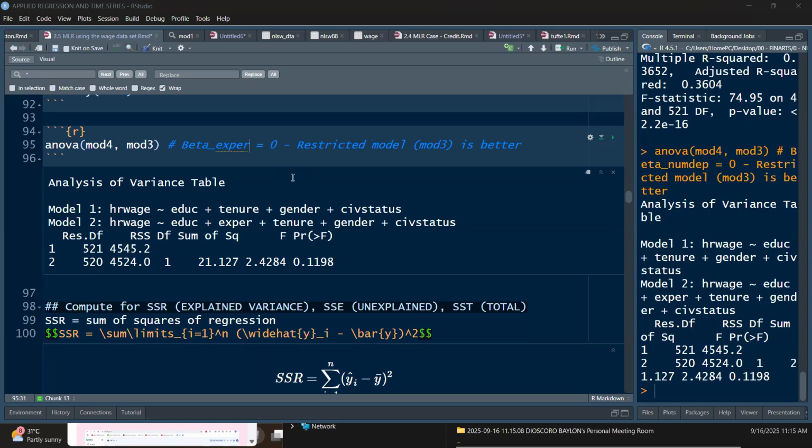Okay, good. All right. The p-value is again 0.11. It's way greater than 0.05. Therefore, our inference is that we fail to reject the null hypothesis that model number 4 is better or is preferred over model number 3. The restricted model is preferred, is better than the unrestricted model.